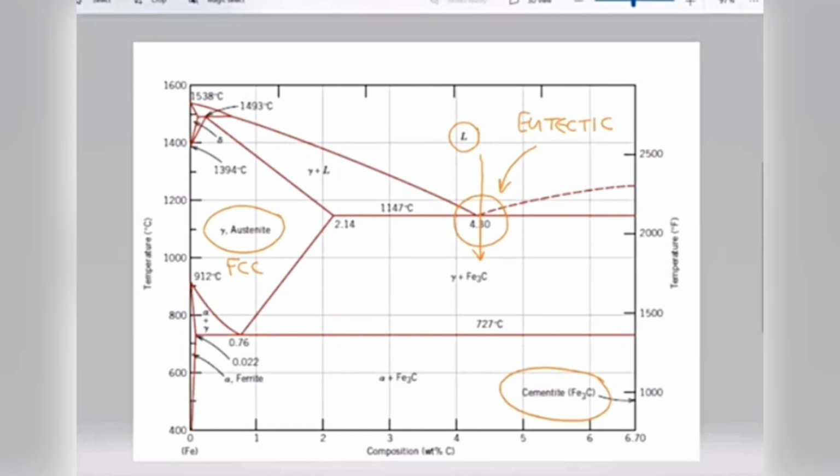On the far left hand side, we see a region marked gamma austenite. And gamma austenite, as I just mentioned, is our FCC structure of steel. In addition, we have Fe3C, which is iron carbide, but iron carbide is also referred to as cementite.